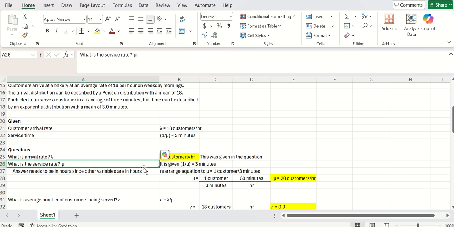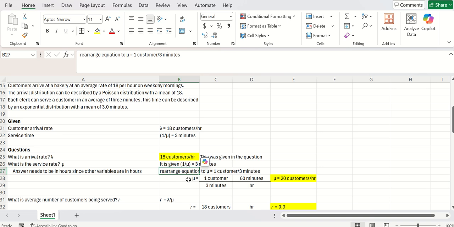So what we need to do is convert this, and once we convert it, we also need to make sure that all of our units are of the same measure. This is talking about customers per hour, and this is in 3 minutes. So what I want to introduce you to here is a way of managing your equations. First of all, we need to rearrange this equation where 1 over mu equals 3 minutes. You remember from algebra, if you take the mu to this side, then 1 divided by 3 minutes is what mu will equal. So this is a way of managing your units.